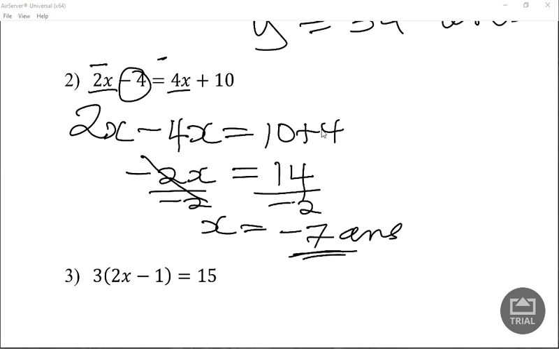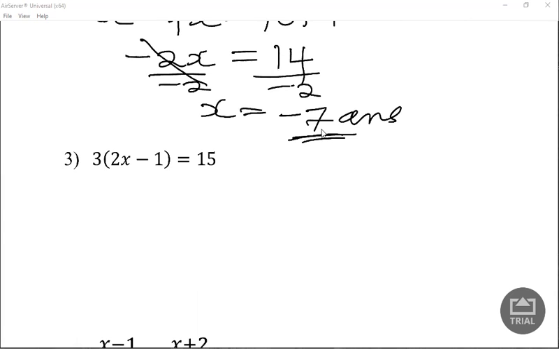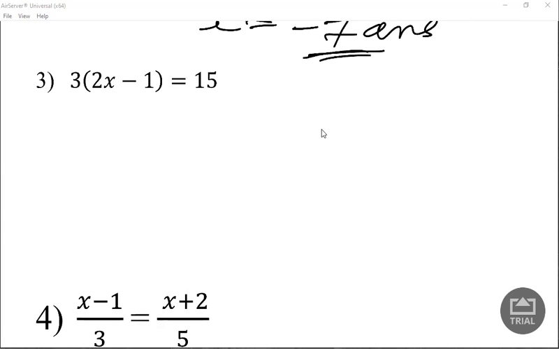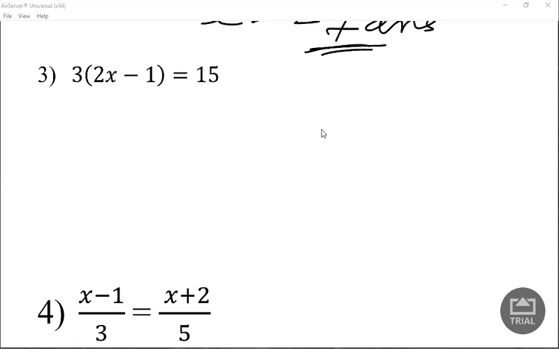Let us look at this one. This one involves a bracket. So it's 3 bracket 2x minus 1 is equal to 15. What is the value of x to make that equation true? So let us remove the bracket by multiplying both terms. So we're going to multiply the 2x and the minus 1 by positive 3. So it will be 3 times 2, which is 6x. Negative times a positive, that's negative, and 3 times 1, 3.